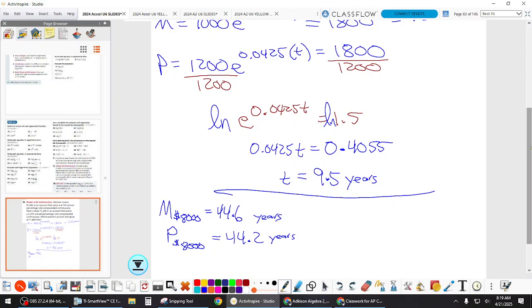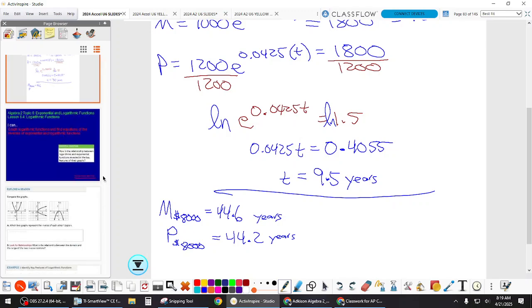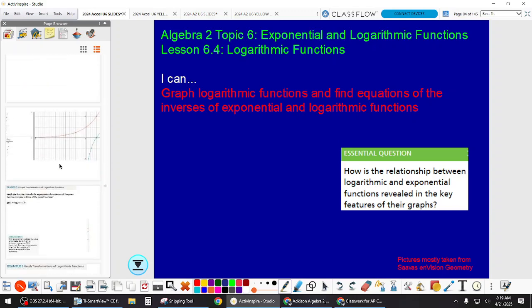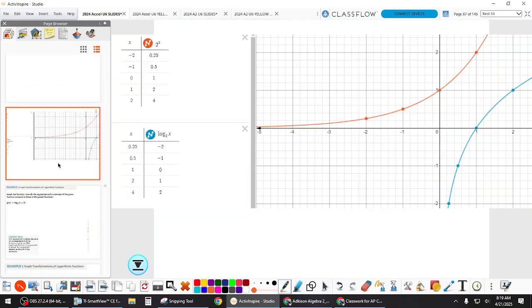So writing and solving, that's a big deal. All right, grab your notes. We're going to move into, just quickly, log functions. And I showed you the graph of that on Friday. It looks like this. The actual graph.